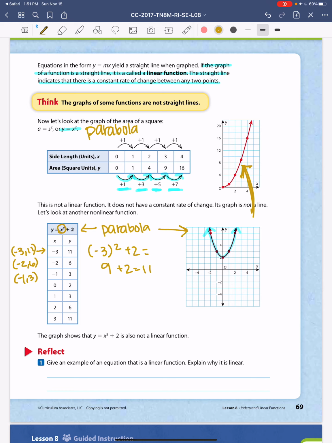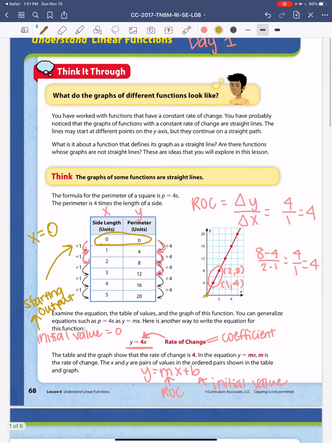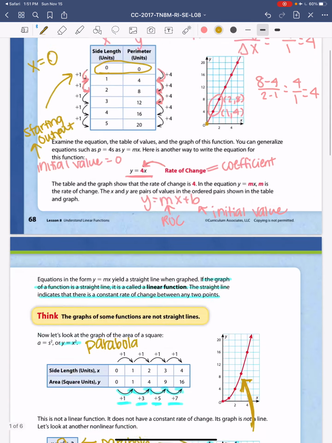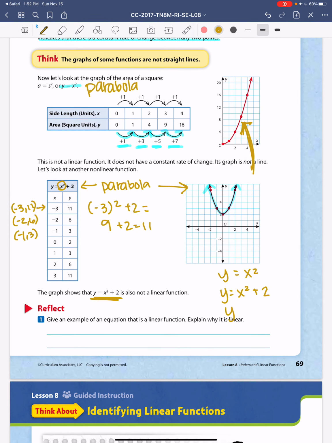All right, so give an example of an equation that is a linear function. So what was so different about the 2 examples they gave us on this page? This one that we just reviewed was y equals x squared plus 2. The previous one above it was y equals x squared. But on our previous page, we started off with something that we knew, which was y equals 4x. What's so different between all of these?